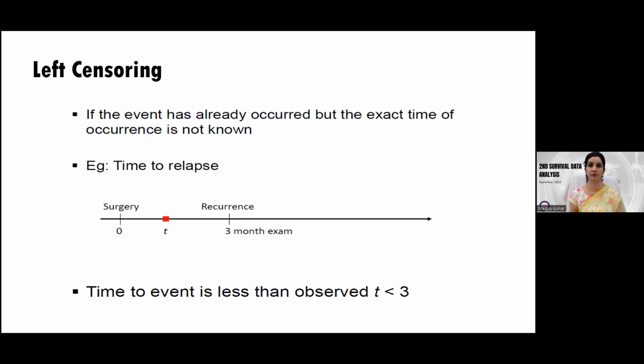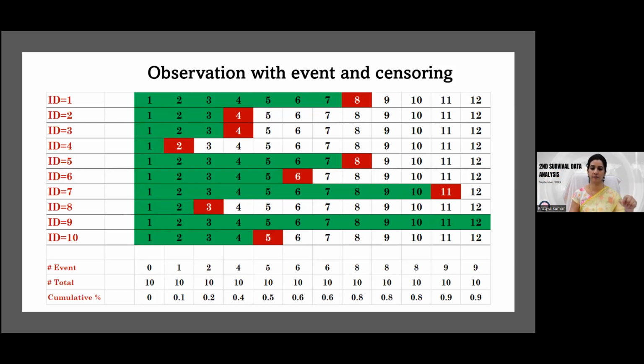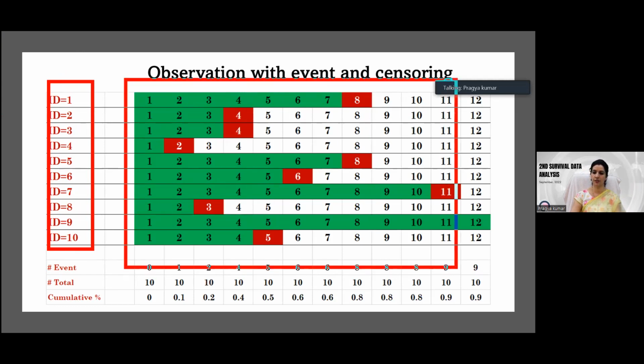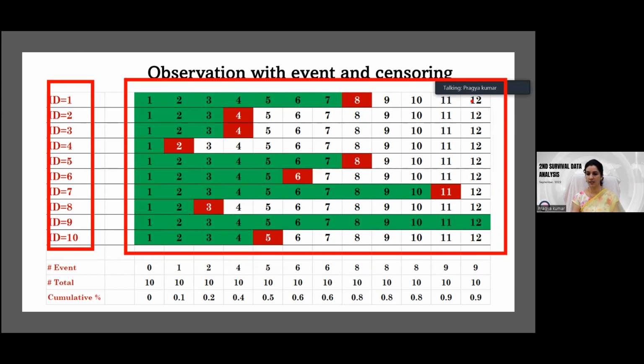Okay, thank you. Now coming to this example, I will take some time to explain this. This is the observation with event and with censoring. These are the 10 patients. The first column is the ID of the patients. The green and red show the months. All these patients have been followed, and the total study duration was 1 year, so you can see 12 months.